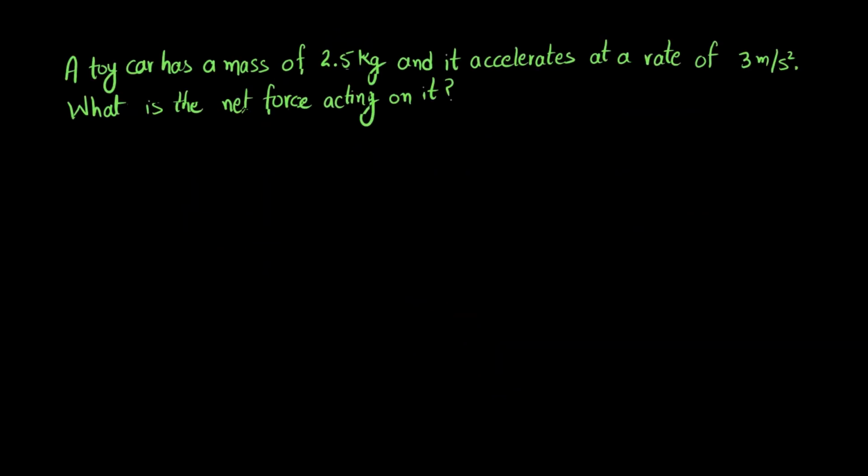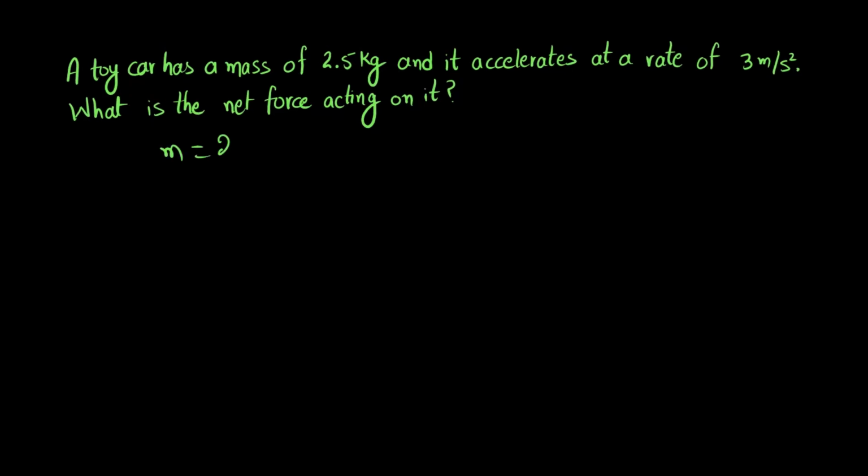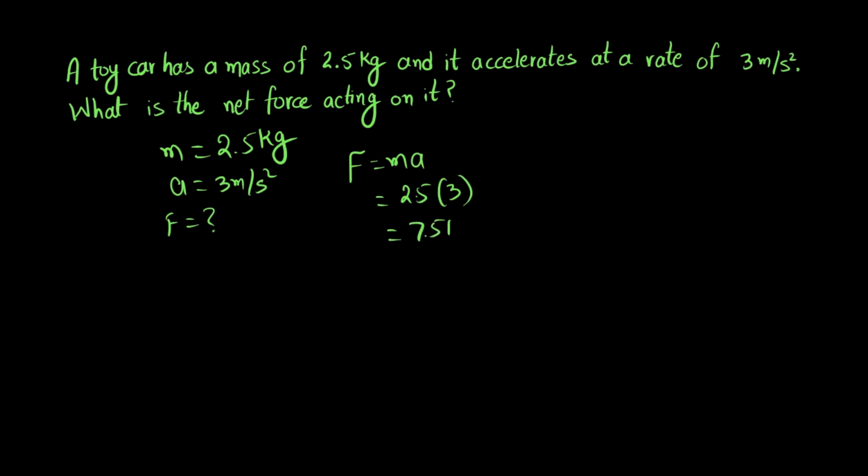We have a toy car with a mass of 2.5 kg. Let's write the given information. m equals 2.5 kg. The acceleration is 3 meters per second square, and we need the force. The formula says F equals ma. m is 2.5, a is 3. That gives you 7.5 newtons. So the force experienced by the toy car is 7.5 newtons.